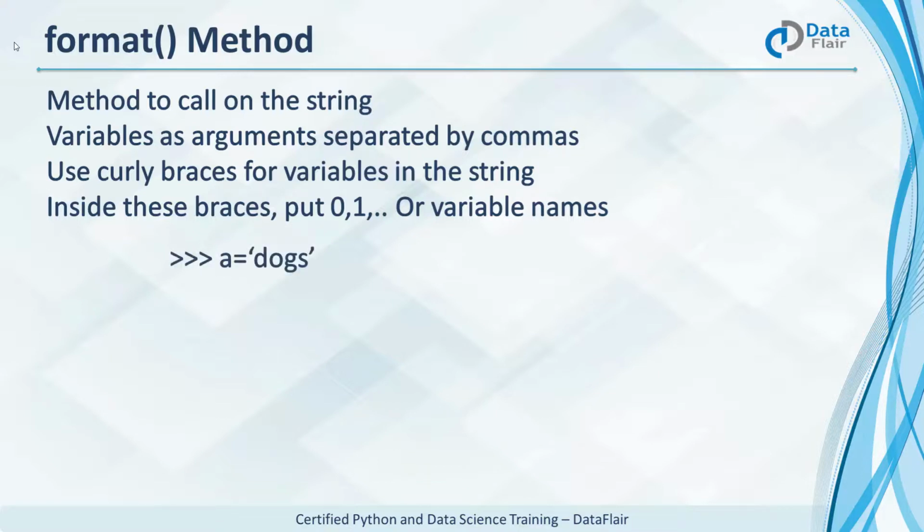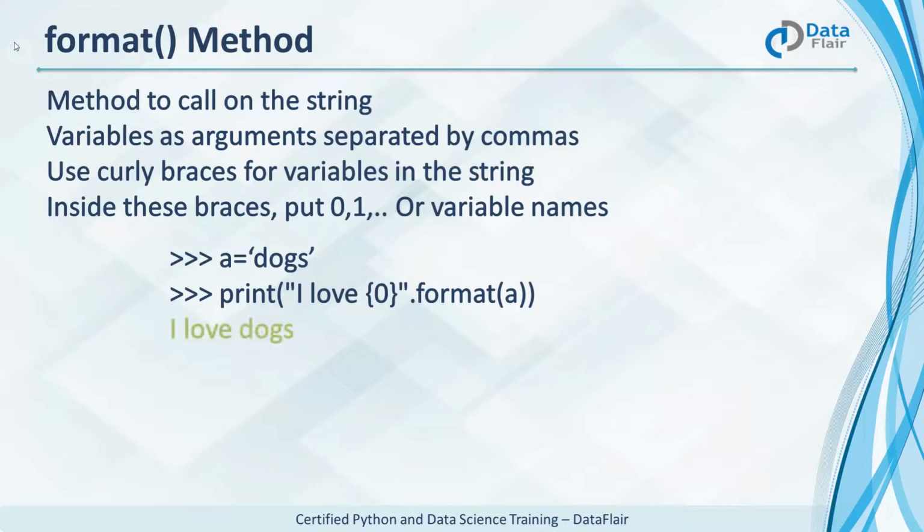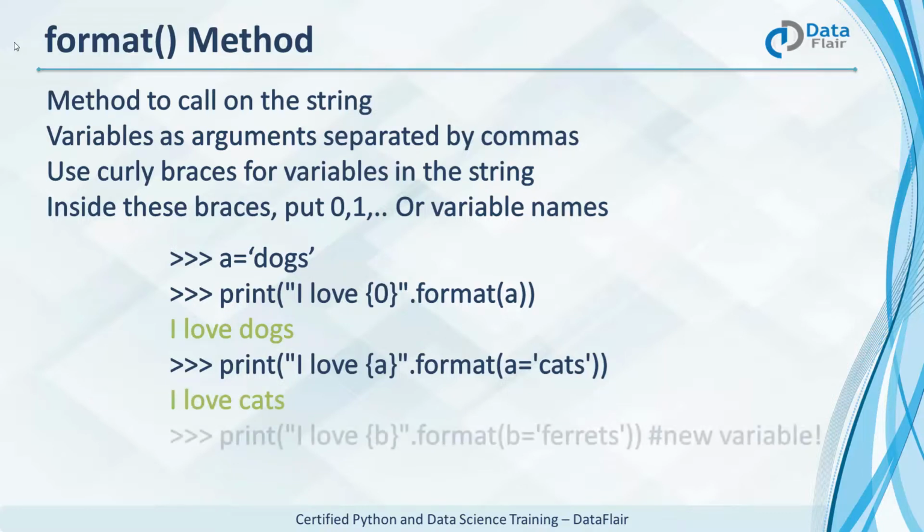We have a is dogs. At the position 0, this fits the value of a. So this prints out I love dogs. This one prints this, but with the value cats. And this one creates a new variable b.